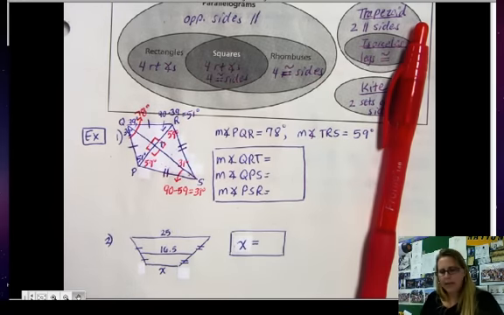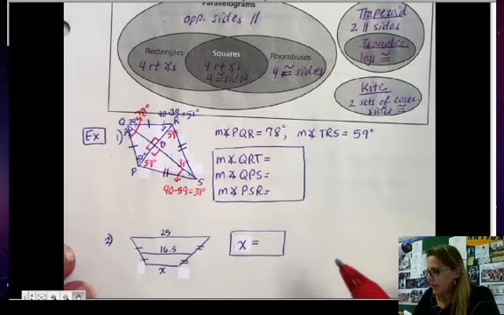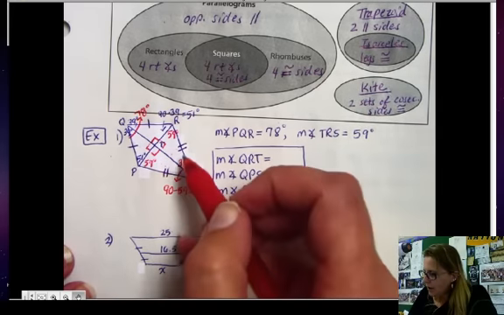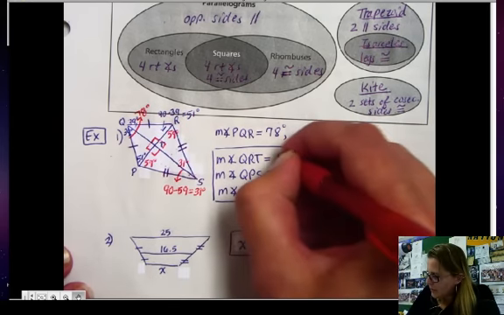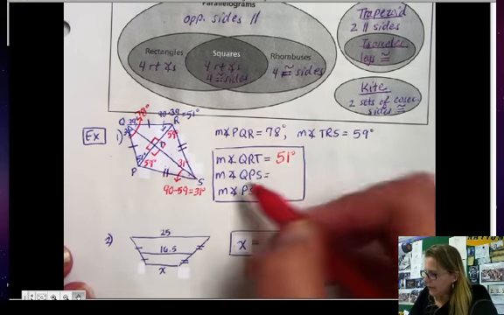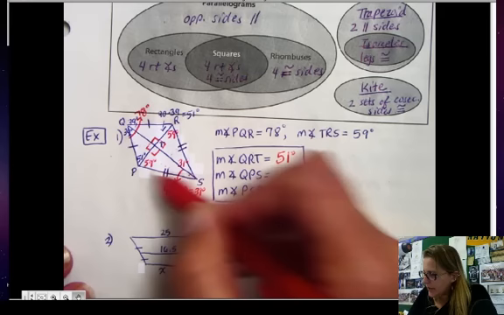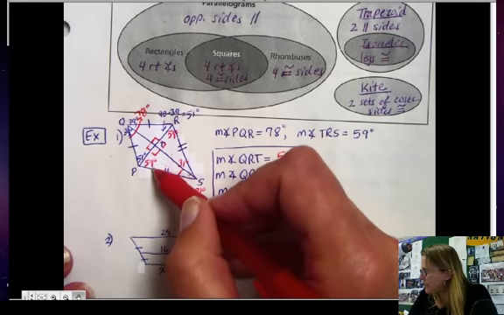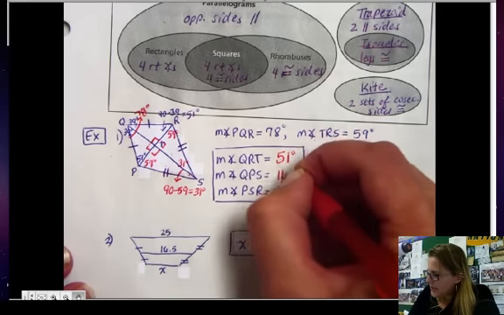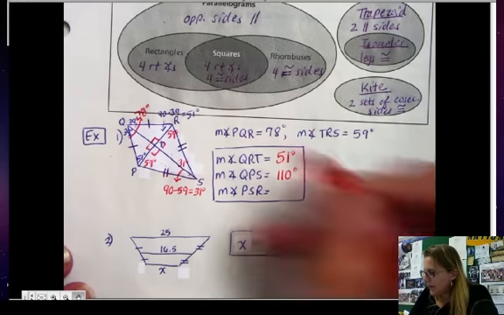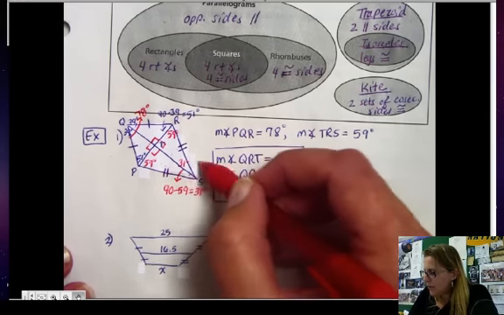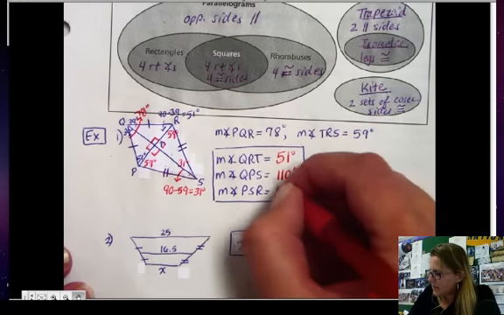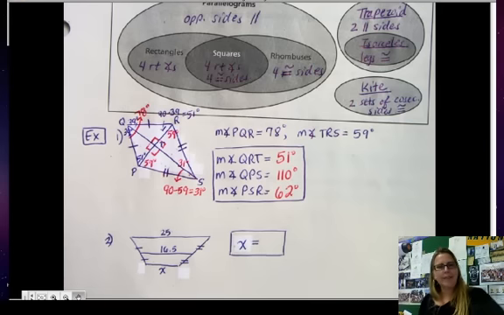So now we can go ahead and enter in all of the things that we are trying to find. So QRT is here. We found that that was 51. And QPS is here. So that's going to be 51 plus 59, which is 110. And lastly, PSR is here, this whole thing. So that's 31 plus 31 is 62. Yay, we did it.